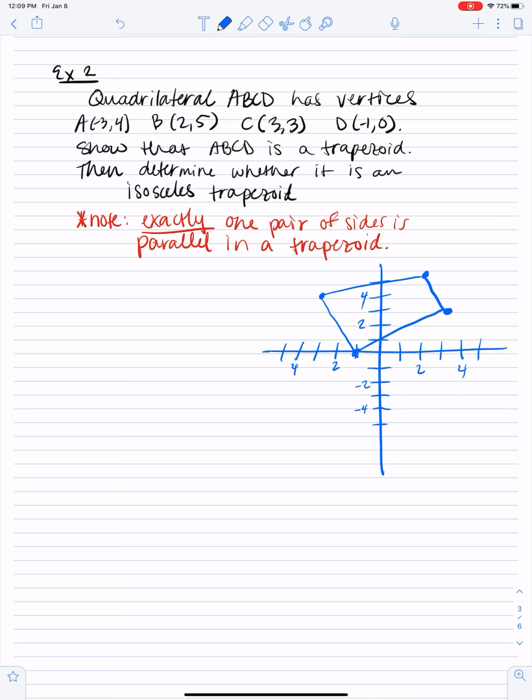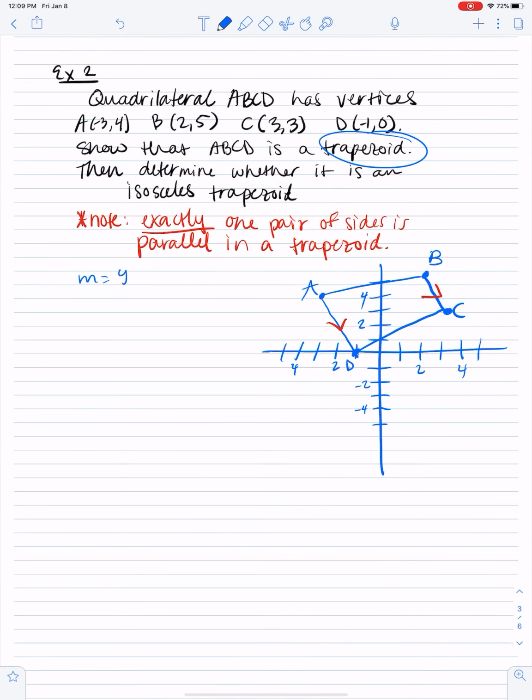All right, based on my drawing, I need to prove first that it's a trapezoid. So I need to prove that only one set of lines is parallel to each other and that the other one is not. Remember, parallel lines have the same slope. Based on my drawing, I think BC and AD are going to be parallel, so I'm going to try that one first. So I'm going to do BC.